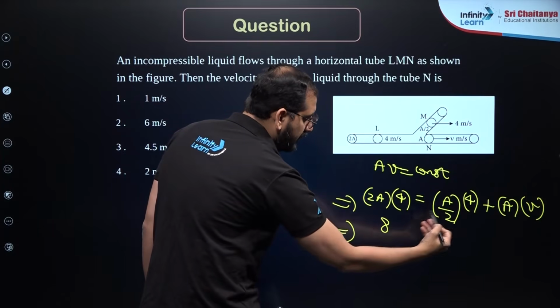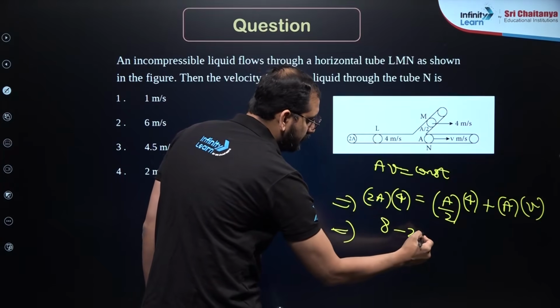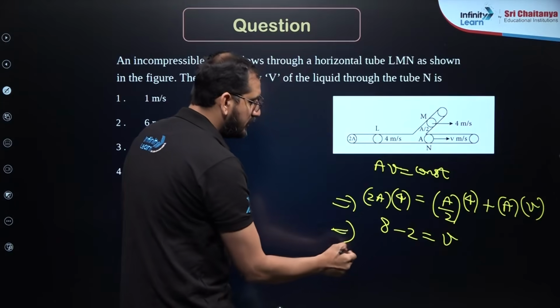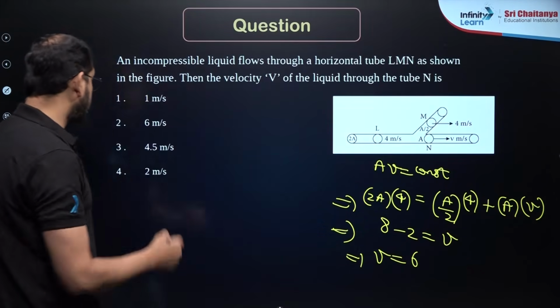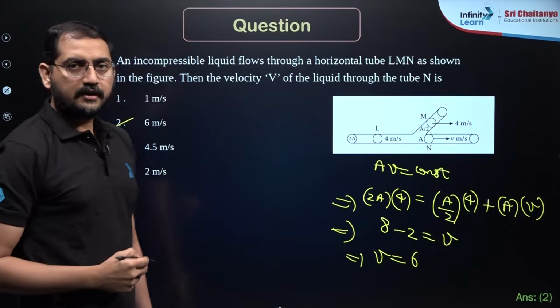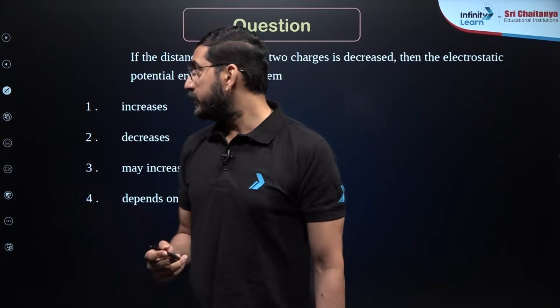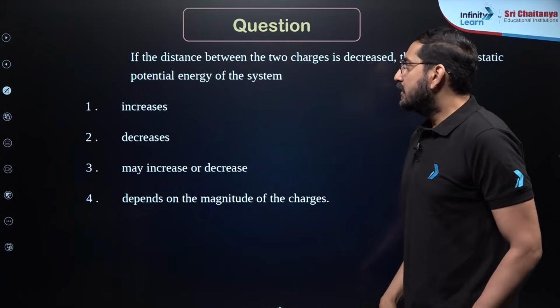Let's bring this term over here, and there will be a minus 2 here. Capital A has cancelled out. V will come out to be equal to 6. Yeah, so option 2 is our correct answer. Let's move forward to our next question.